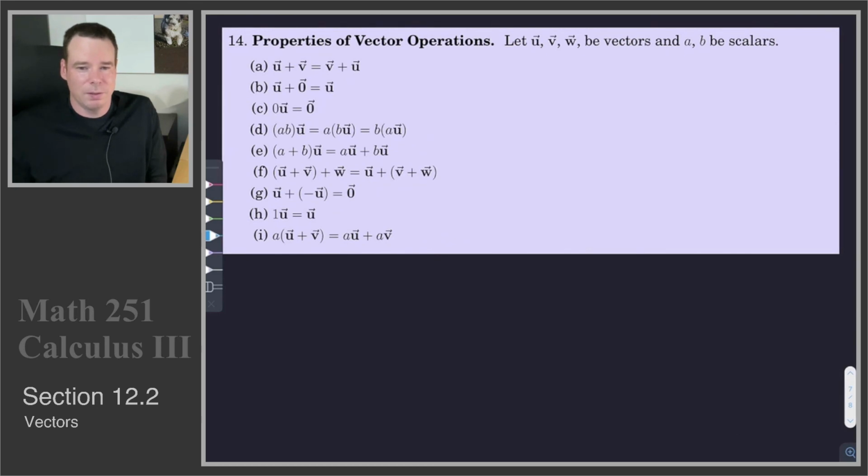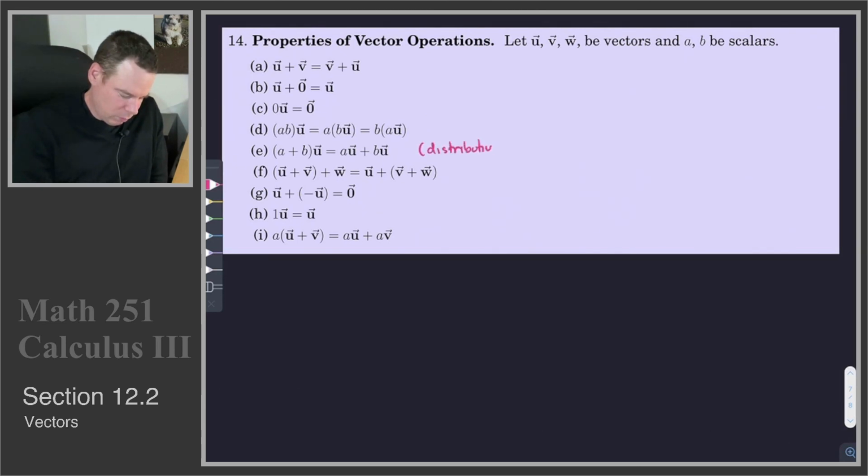If you add the 0 vector to any vector, it doesn't change it. You just get the original vector back. Scalar multiplying by 0 produces the 0 vector. If you scalar multiply by a and b, that's the same as scalar multiplying by one of those values and then the other one. If you scalar multiply by the sum of two values, that's the same as scalar multiplying by, in this case, a, and then adding to that the scalar multiple of the vector u by b. So we say that this is the distributive property, and so we'll just make a note of that. This is the distributive property, or a distributive property.